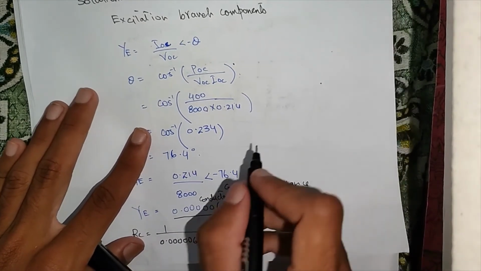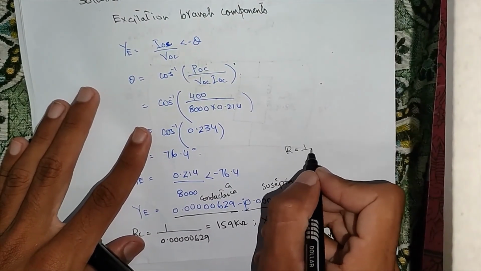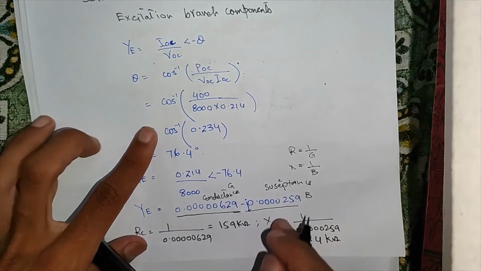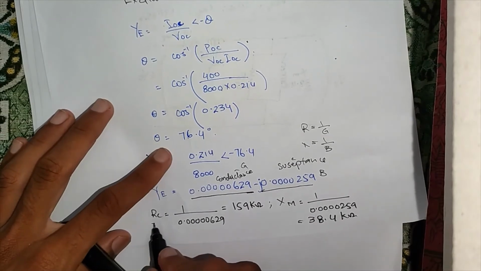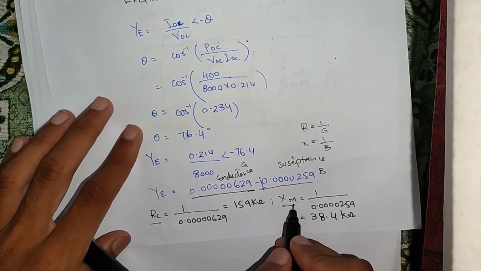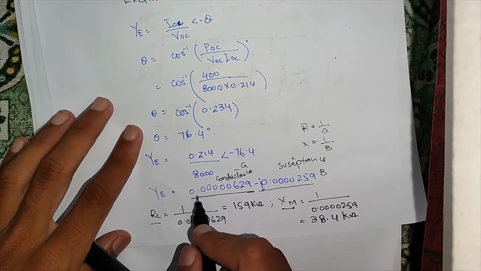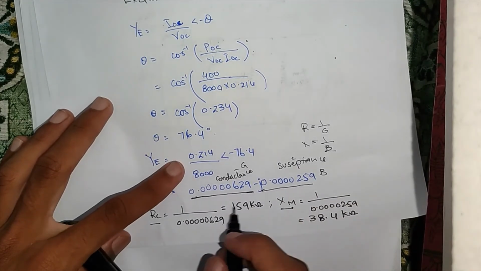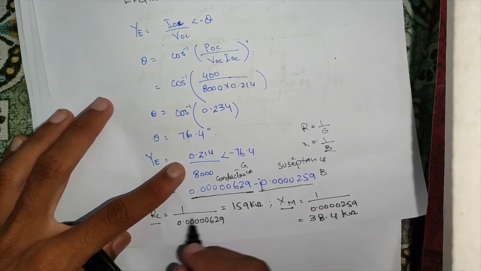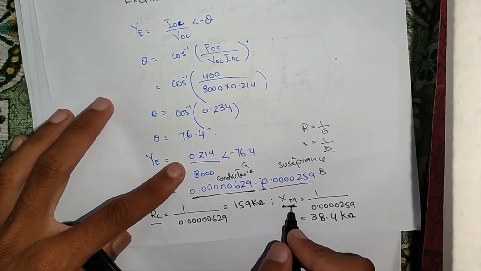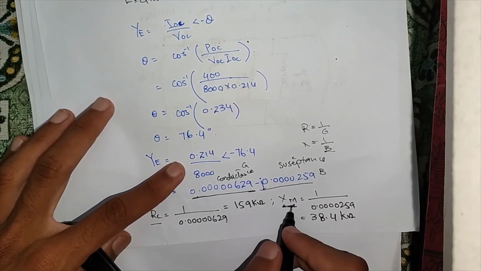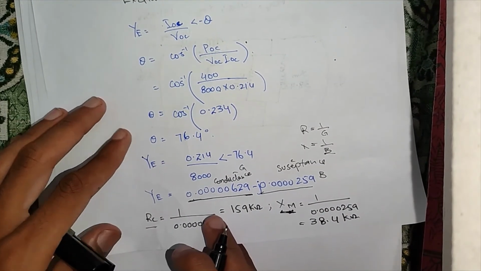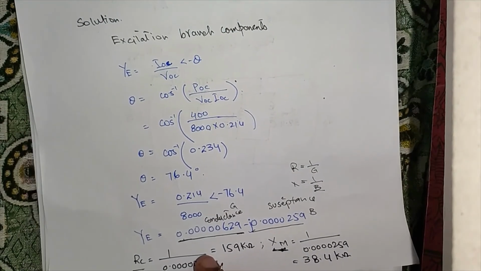You know that R is equal to 1 over G and X is equal to 1 over B. So you calculate R and X by taking the reciprocal of conductance and susceptance respectively. You calculate RC and XM, the resistance and reactance of the branch element. These are the values obtained by your open circuit test. Now short circuit test.